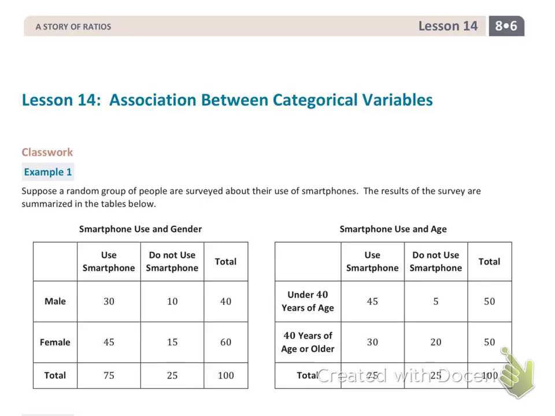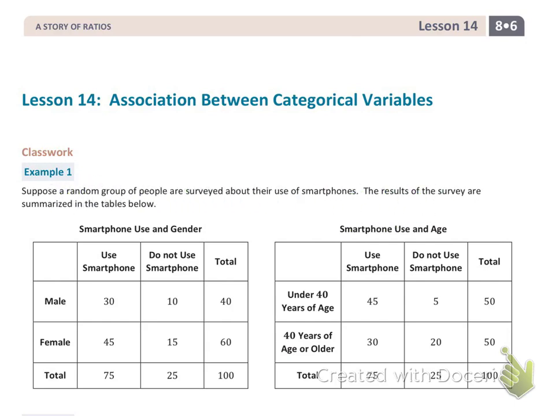Our first example has to do with smartphone use. Here is the data summarized in two tables. I'm going to ask you some questions, and I'm going to ask you to pause the video and think about them for a couple minutes. First question: what are the variables in this survey? Then what conclusions can you make about smartphone use and gender? And what conclusions can you make about smartphone use and age?